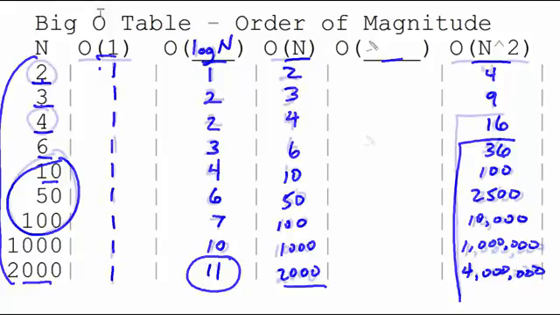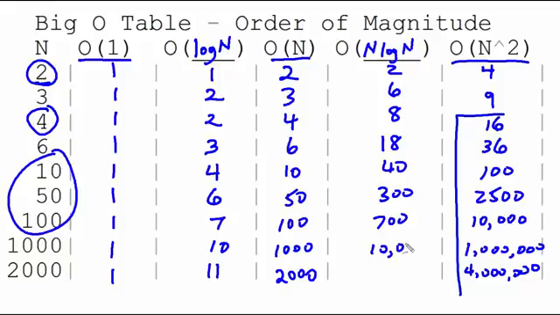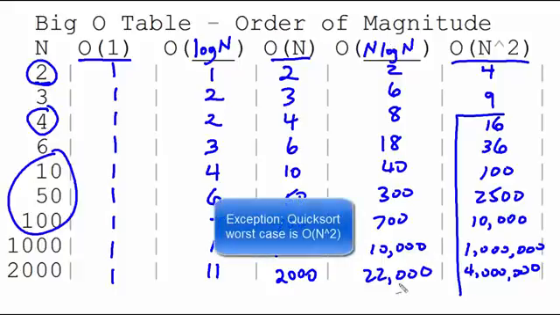Now, this next one is n log n. This is easy to calculate because it's just simply the product of these two. So 1 times 2 is 2, 2 times 3 is 6, and so forth and so on. This is a typical process that some of the more advanced sorts will be rated at. For example, the merge and the quicksort both have an efficiency of n log n.